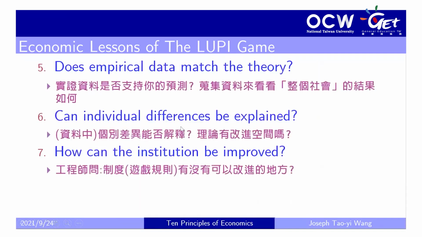So up to here, we saw 3 principles. There's an institution, you're maximizing. You have to react to other people maximizing. We ask if the theory matches, what does the theory say? And if the data matches the theory. And then can you improve the theory by explaining individual differences? And the last thing is that, hey, can we improve this institution?